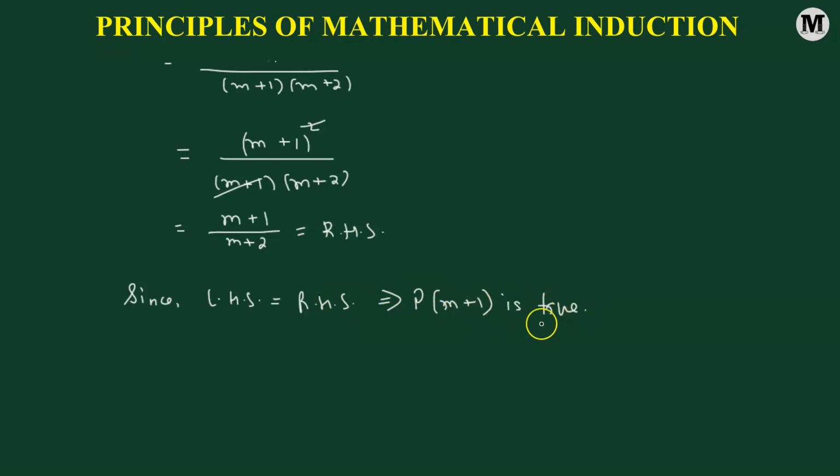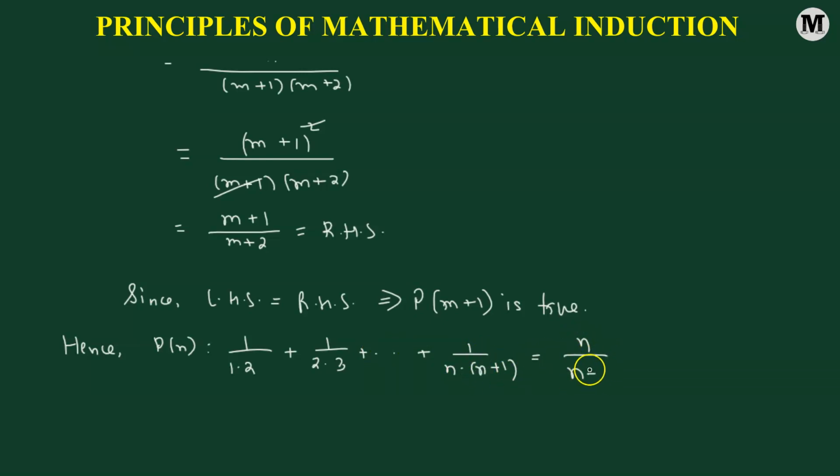Now if the statement P(m plus 1) is true, hence we can say that the statement P(n), such that we have the first term 1 over 1 times 2 added to 1 over 2 times 3, going all the way up to 1 over n times n plus 1, equals n over n plus 1, is true. So this particular statement is true for all values of n belonging to the set of natural numbers. In other words, any natural number that we pick, this is always going to be a true statement, which we proved using the principle of mathematical induction.